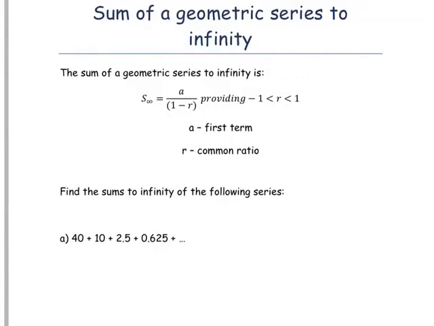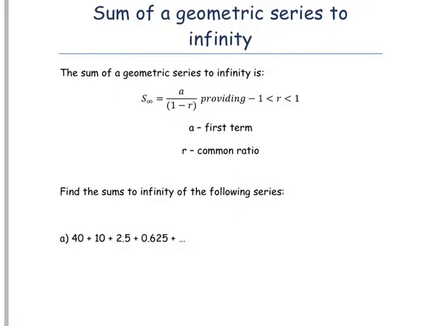The sum of a geometric series to infinity. Now this rule is given to you in your formula book in the exam. So it says the sum to infinity is equal to a divided by 1 minus r. Now remember, a is the first term and r is the common ratio.